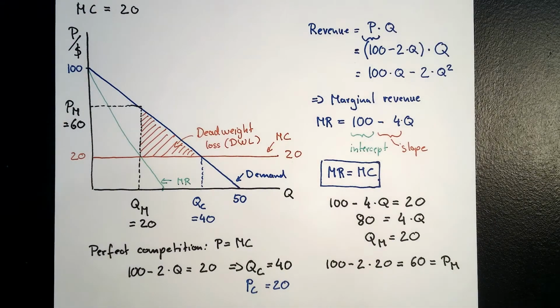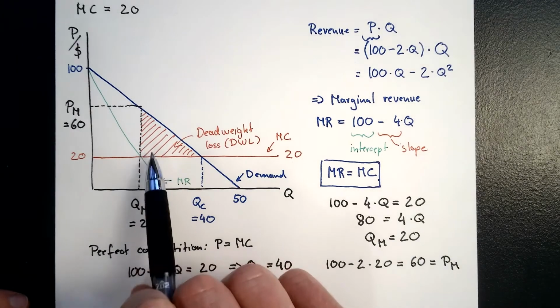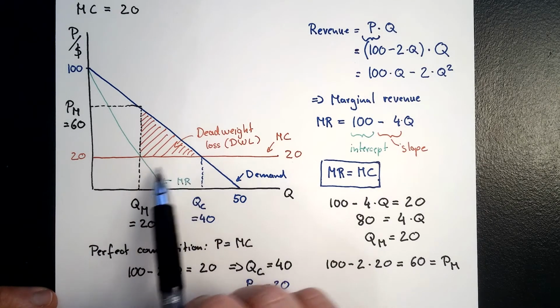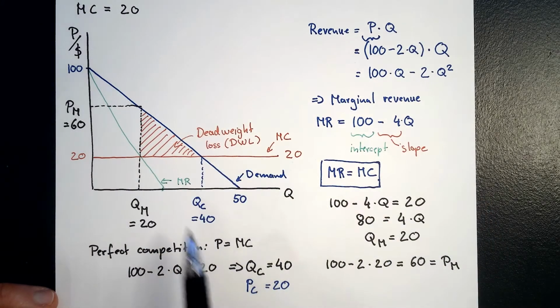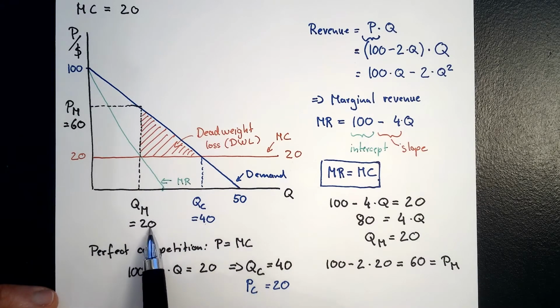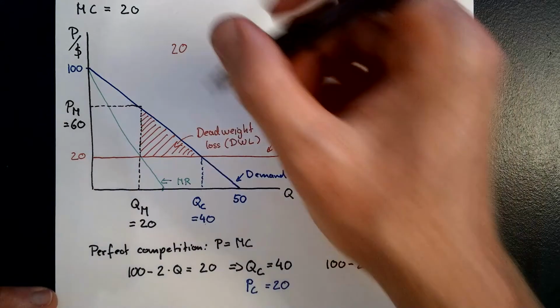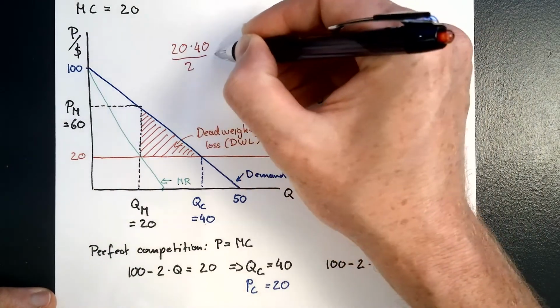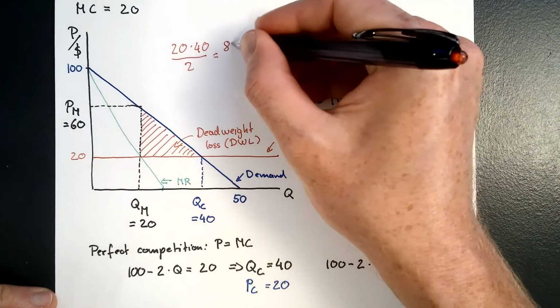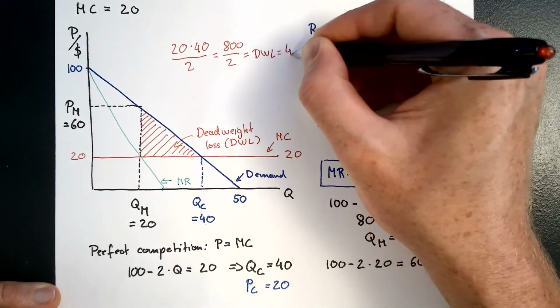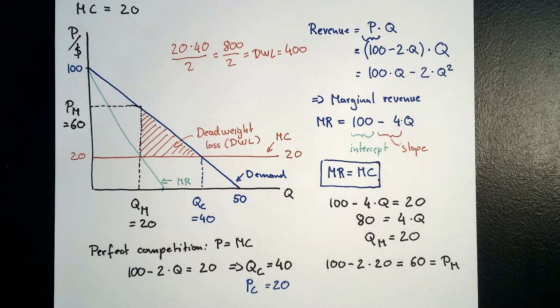If you want to calculate this deadweight loss, you have to calculate the area of this triangle. The area of a triangle is base times height divided by 2. So here you have to find the base and the height. The base would be the difference between 40 and 20. The height would be the difference between 60 and 20. You divide that by 2, and hence you have 800 divided by 2, which gives you a deadweight loss of 400. That is how you would calculate the deadweight loss associated with a monopoly if the marginal cost is constant.